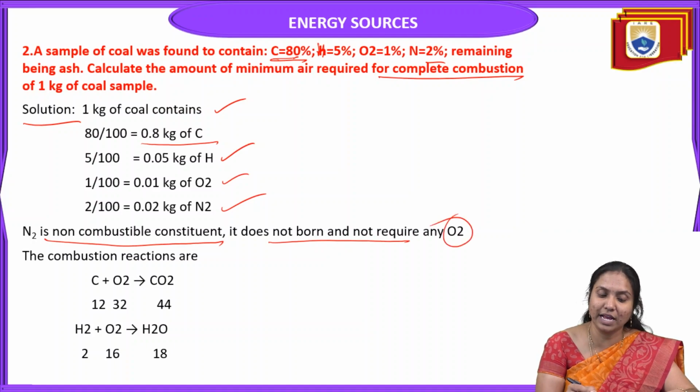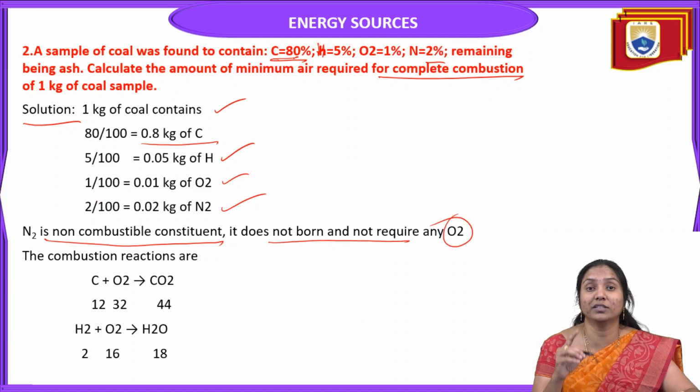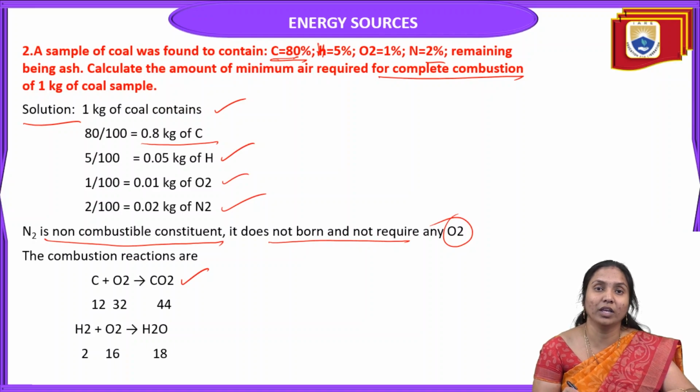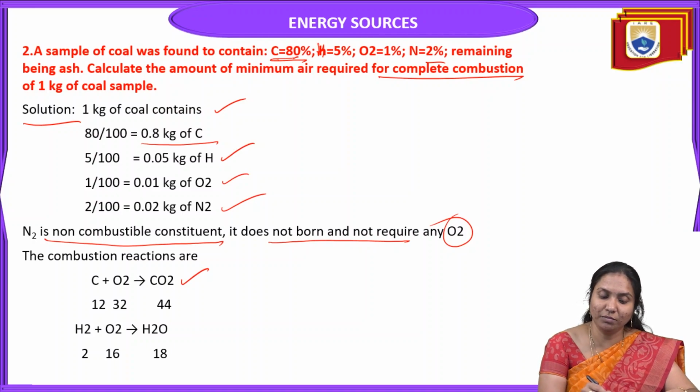So the combustion reactions: what is step 1? What should we remember before solving this problem? Step 1 is to write the combustion chemical reaction. If carbon is present in this fuel, what is the reaction? Carbon plus O2 gives CO2. What is the meaning here by weight?